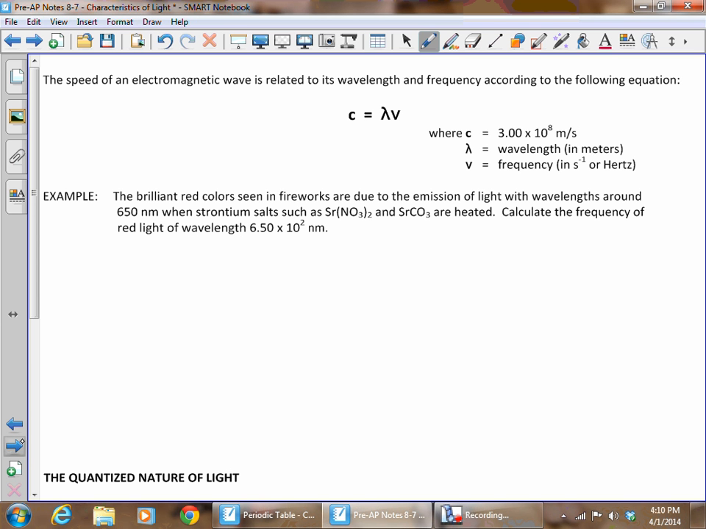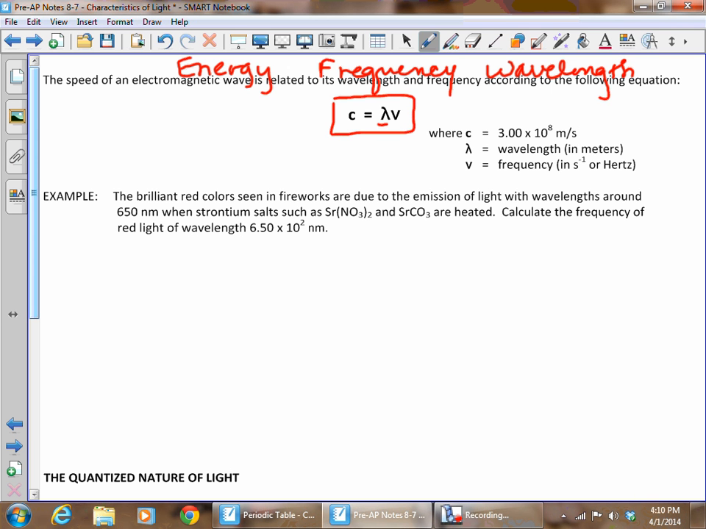We have 3 equations that will help us relate 3 different characteristics or 3 different properties of a wave. We have energy, we have frequency, and we have wavelength. This particular equation relates wavelength and frequency to each other, and they were related to each other according to the speed of light.